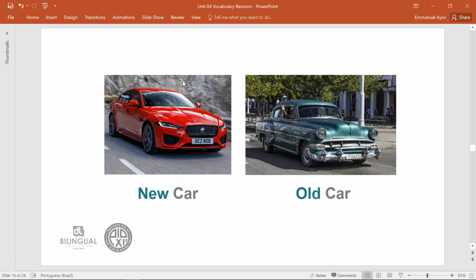The next example of adjectives here is new and old. In this image we have a new car. The car is the noun, and that is new, so new car. And this car is old, so old car. New car and old car.